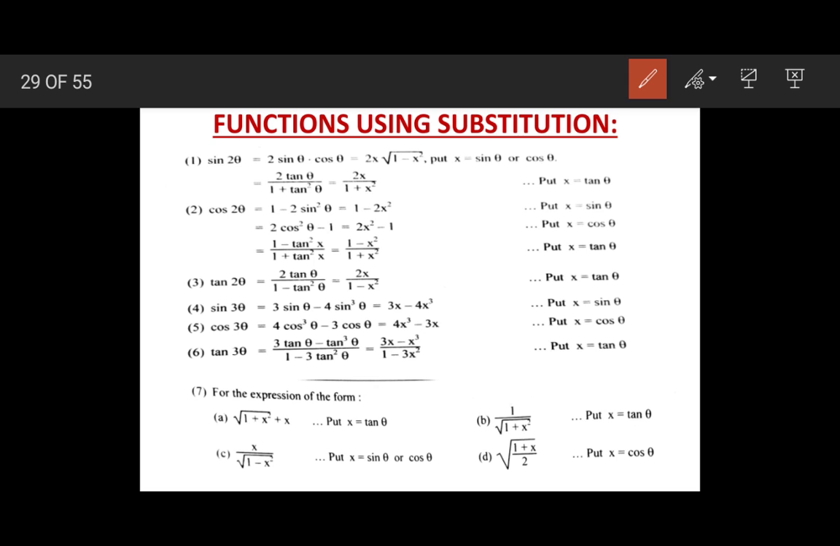Okay, then if x upon root of 1 minus x square is given, or root of 1 plus x upon 2 is given, in both the cases you can put x as cos theta. Okay, if this is the form, then you can also put x as sin theta, either sin theta or cos theta. Okay, so these are some formulas which we are going to use to solve the sums. So let's start. Let's see some examples.